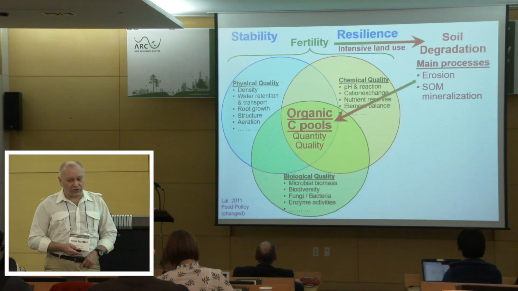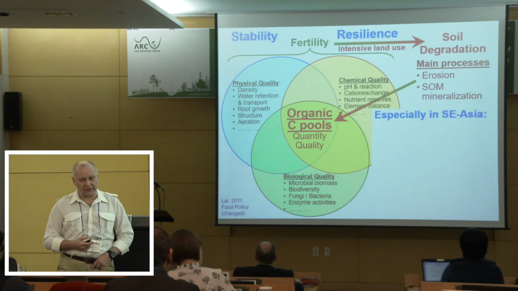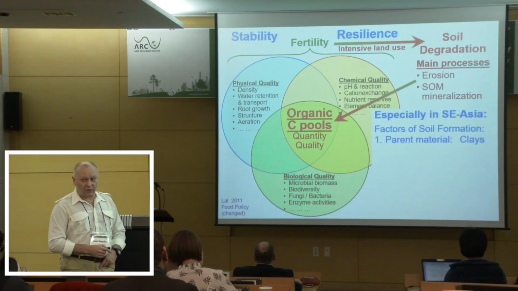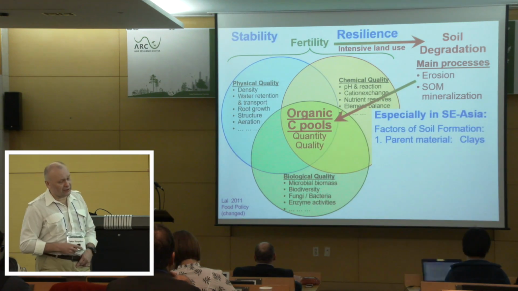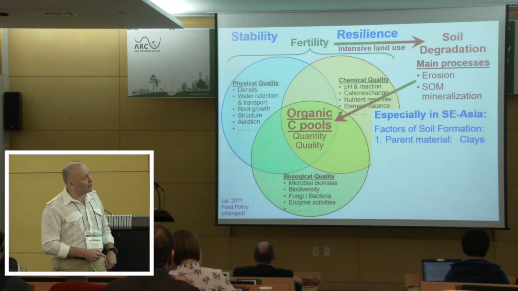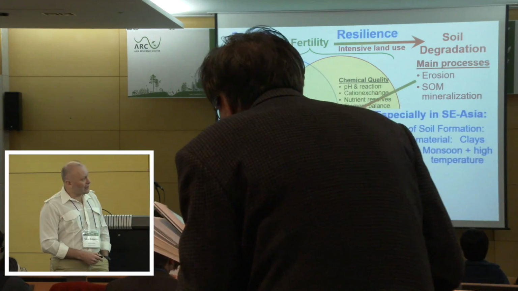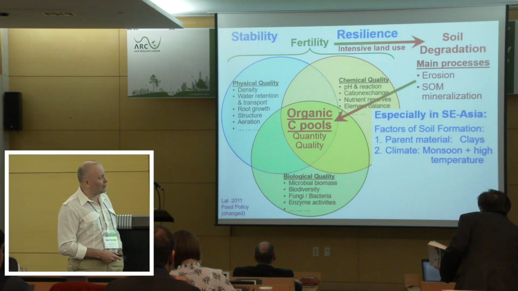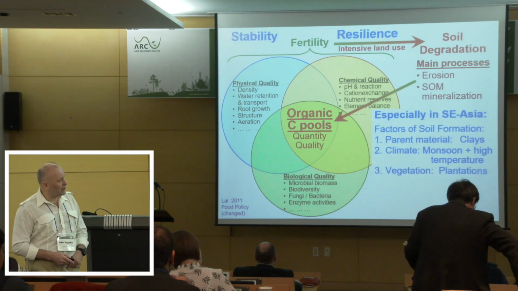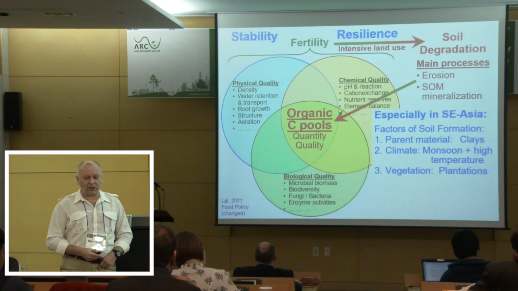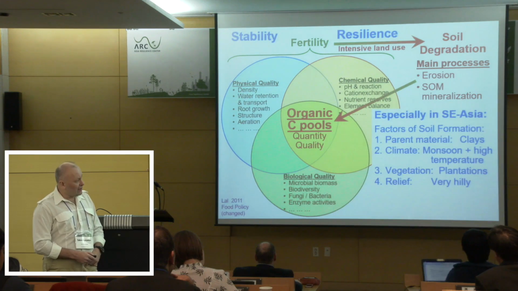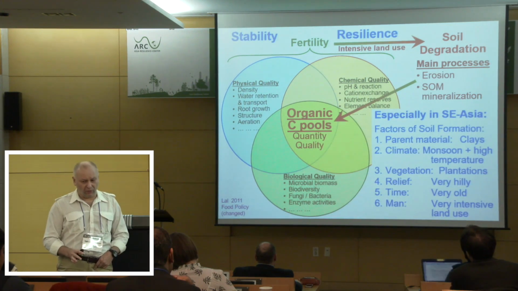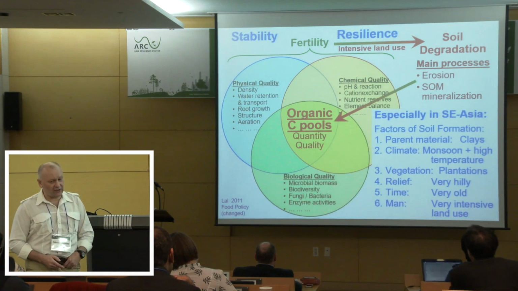I think soil degradation is especially intensive in Southeast Asia because we should think about the main factors of soil formation. There are many soils in Southeast Asia which have clay parent materials. It means water penetration is not very good and the erosion will be accelerated. The climate is heavy monsoon rains and high temperature: monsoon rains contribute to the high erosion, and high temperature to mineralization of soil organic matter. There are very frequently, especially in the last decades, plantations. The relief is very hilly, contributing again mainly to the intensive erosion. And these soils are very old. Additionally, they are under very intensive land use.